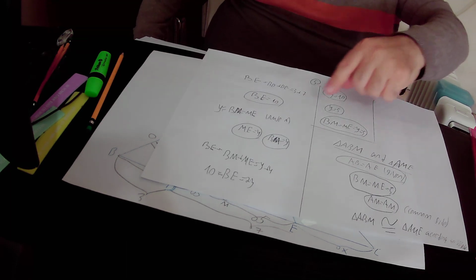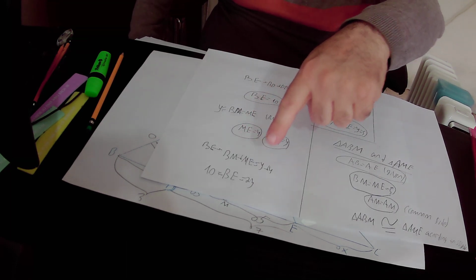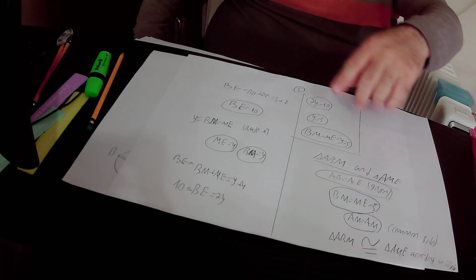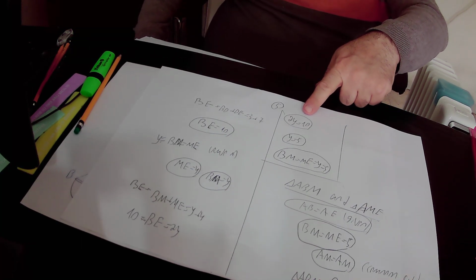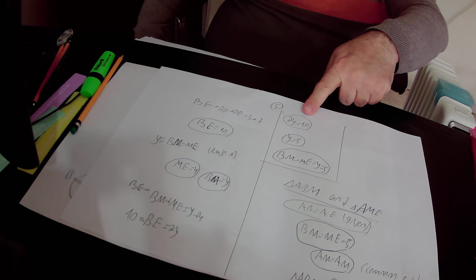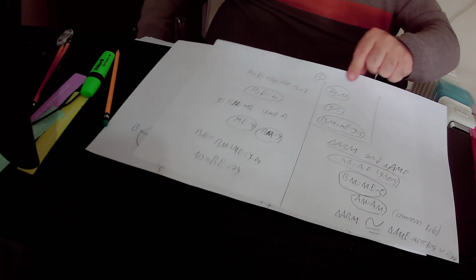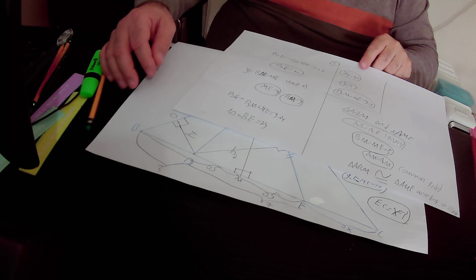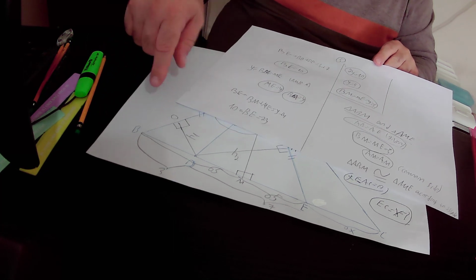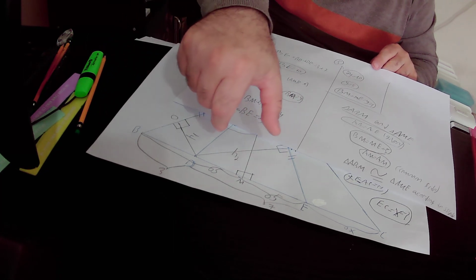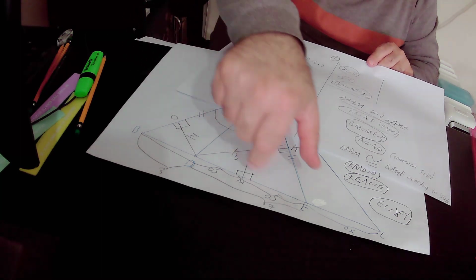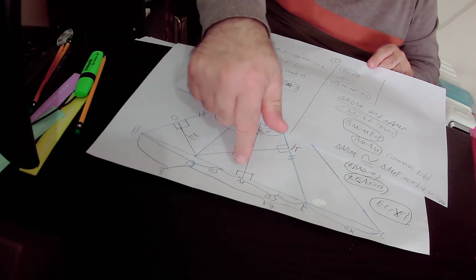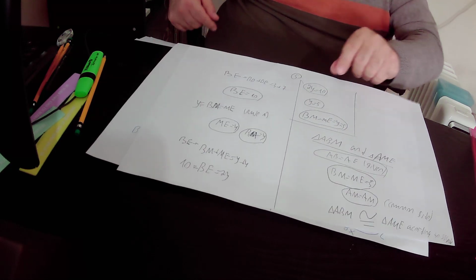So from this equation, 10 equals 2Y, we conclude that 2Y equals 10. We divided this equation by 2, so Y equals 10 over 2, that is 5. So we found out that Y equals 5. That is to say, BM equals 5 units. Here, ME equals 5 units, and BM equals also 5 units.